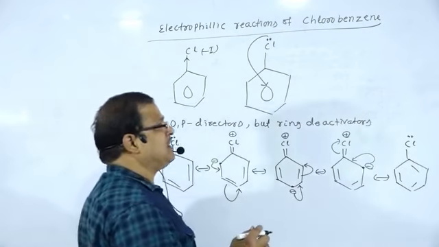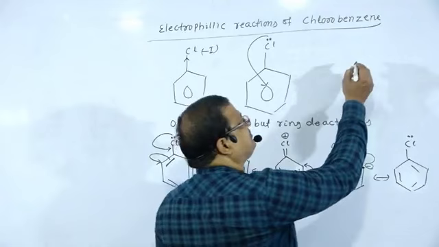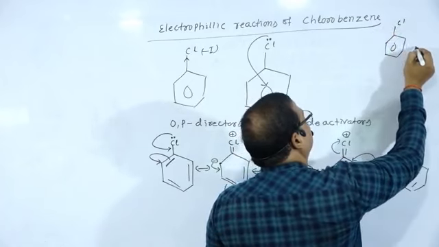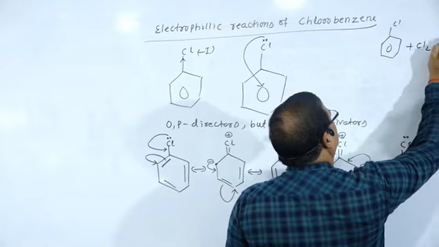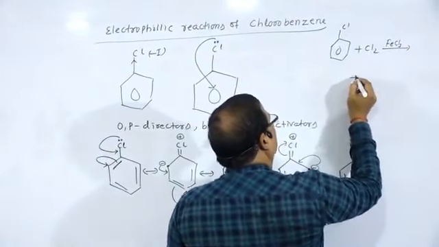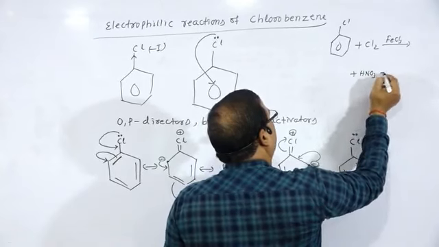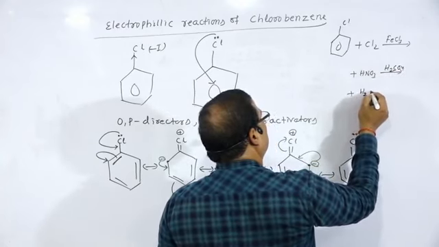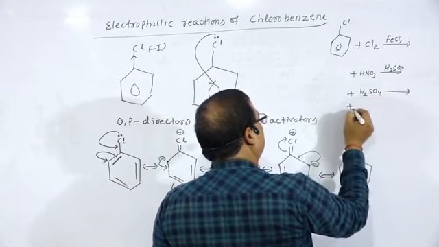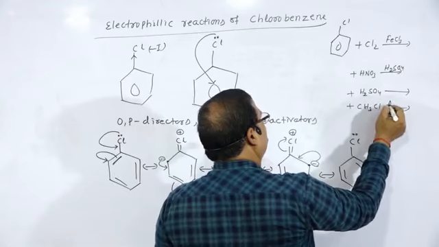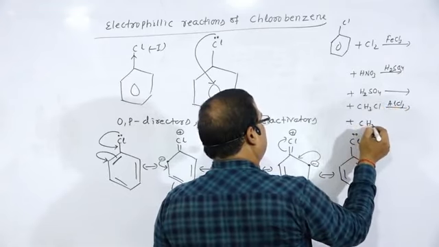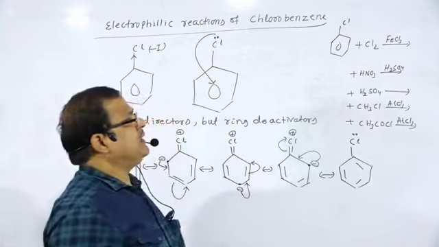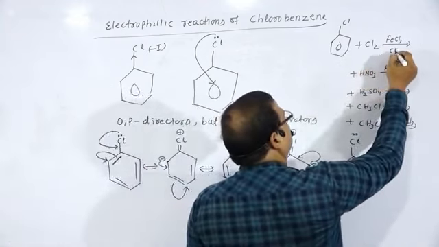So if you write down different reactions of this kind, chlorobenzene is treated with Cl2 in presence of FeCl3, or treated with HNO3 and H2SO4, nitration, or treated with sulfuric acid only, H2SO4, or treated with CH3Cl in presence of AlCl3, or CH3COCl in presence of AlCl3.